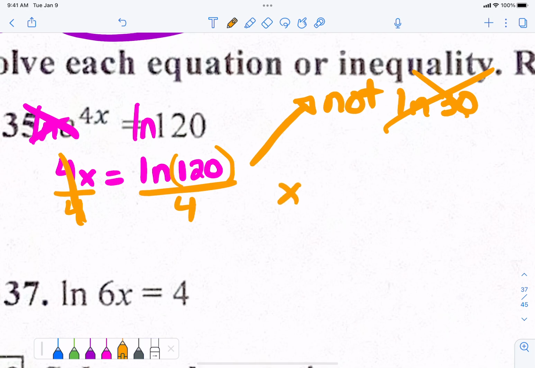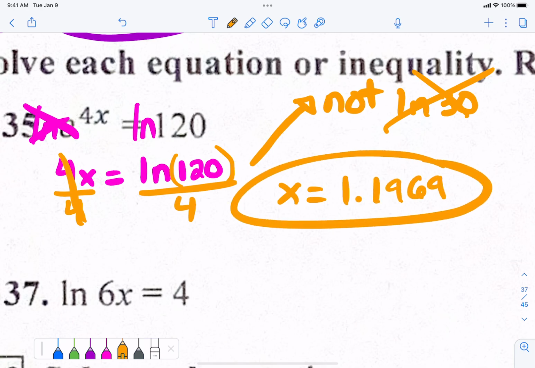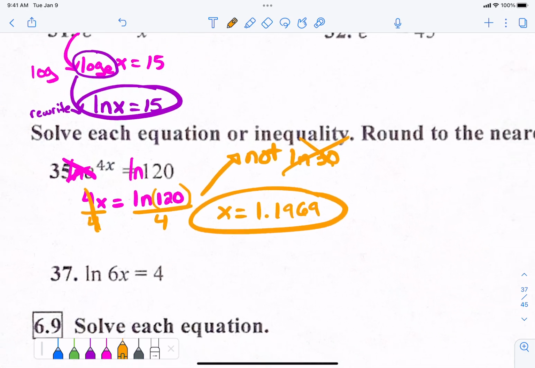What do you get? 1.1969, rounded correctly and everything. Yes, perfect. Okay, 36 is going to be similar to that, except I think it's easier actually.